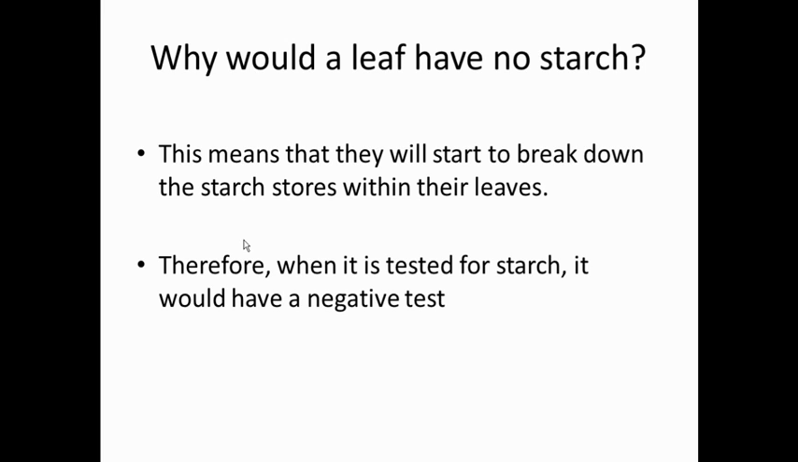So if the plant isn't making glucose via photosynthesis, but it's still got all of these processes going on, the plant could be in the dark or it could be nighttime. It means that the plant would start to break down the starch stores that they have within their leaves. Obviously, the longer the plant is in the dark without access to sunlight, the more starch it's going to need to break down. So when we then carry out this test for starch, it would be negative.